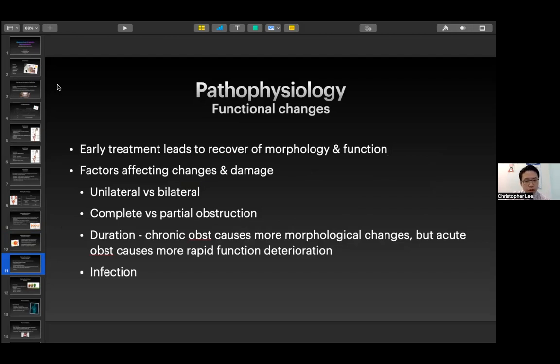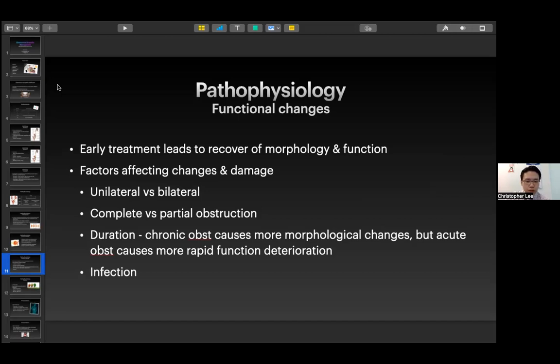First is unilateral versus bilateral obstruction. In unilateral obstruction, there are compensatory changes that occur in the contralateral kidney, whereas if there's bilateral obstruction, then there is no compensation by either side.